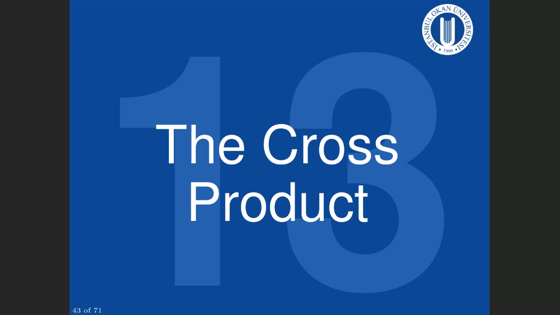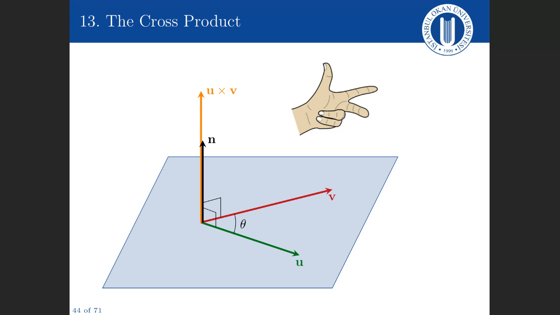Our final chapter for today is about the cross product. This is another way to combine two vectors. As I said, we can't multiply vectors, but we do have a dot product to combine two vectors, and we have a different way to combine two vectors called the cross product.